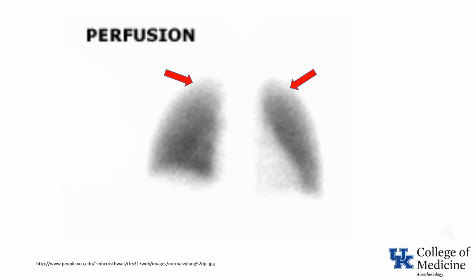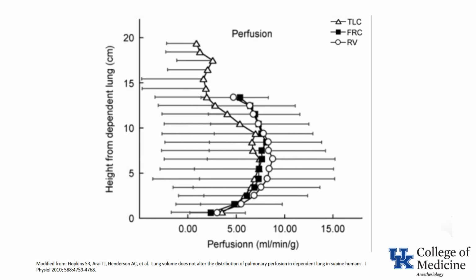Decreased perfusion is also evident at the apices. However, the gravity explanation is not consistent with the fact that there is obviously decreased perfusion at the very base of the lung. This graph is confirmation of that observation.